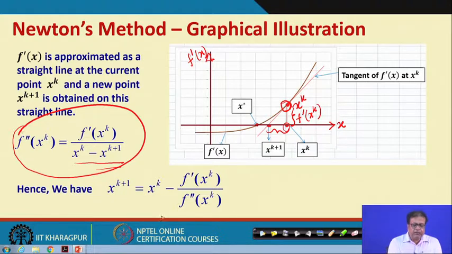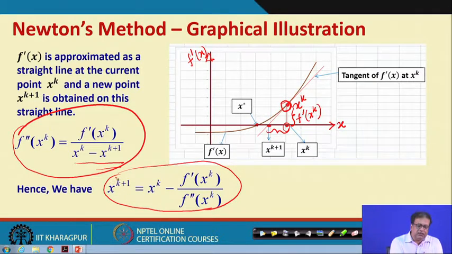So, with a little manipulation, you can find that x k minus x k plus 1, taking it to that side, is f dash x k by f double dash x k. Then just rearrange the terms, and we get the new iteration value is the old iteration value minus first derivative by second derivative at that point. Is it all right? So, I hope you understood how exactly this Newton's method works.